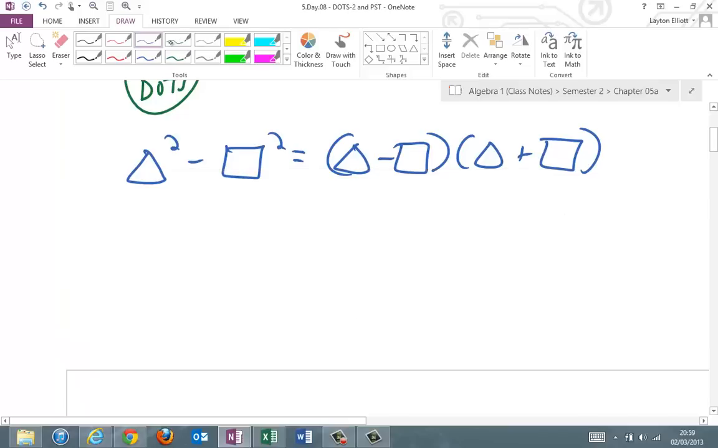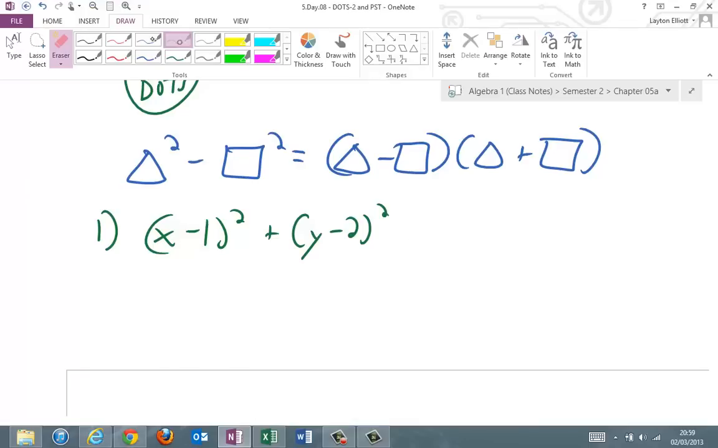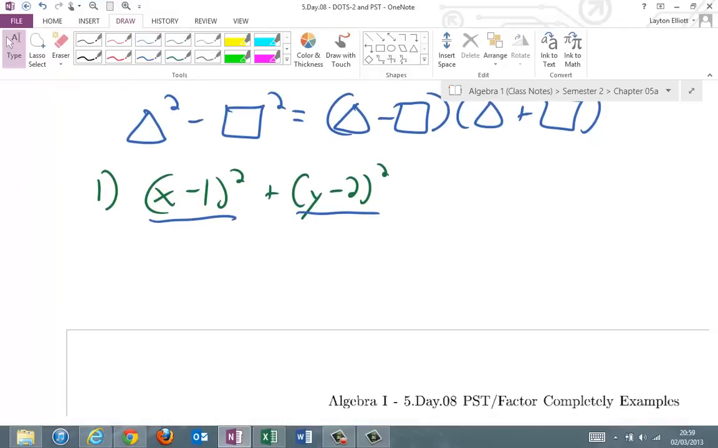So the example I'm going to give you, example 1, is x minus 1 squared minus y minus 2 squared equals, and we're going to factor that. This is two terms. This is a term and this is a term. And this is going to factor into the first minus the second times the first plus the second. Oh sorry, that shouldn't be a plus in the middle. You should be freaking out at me. That should be a minus.